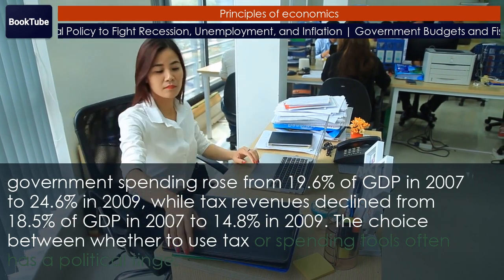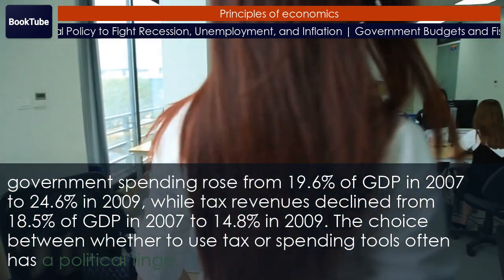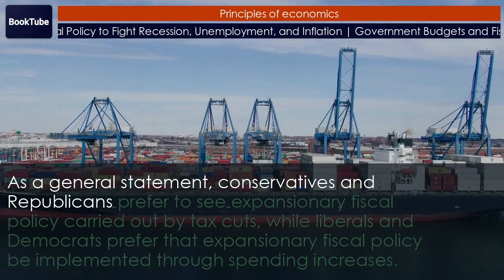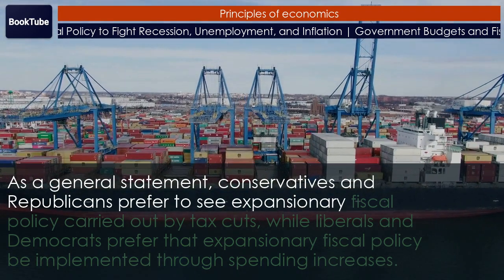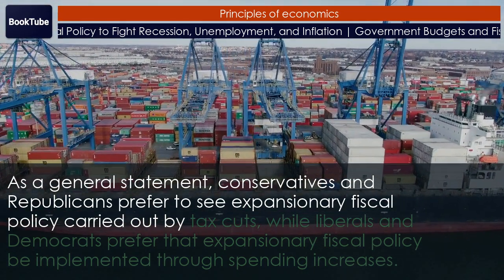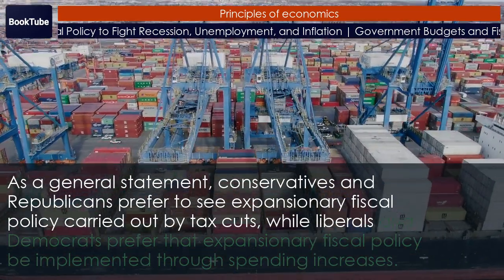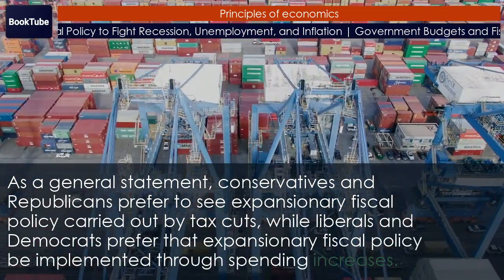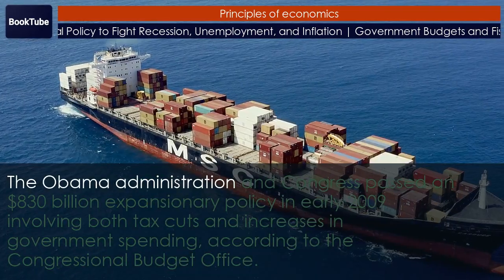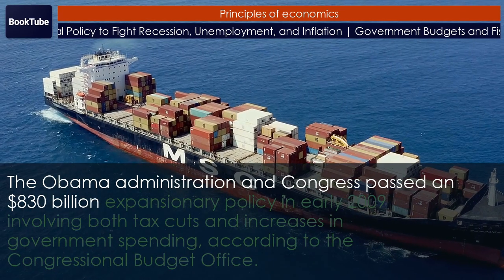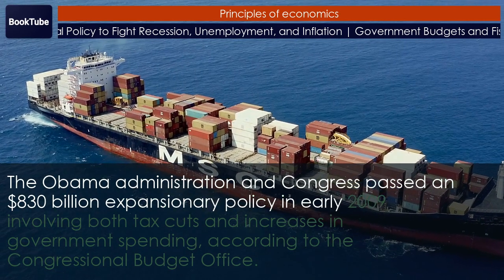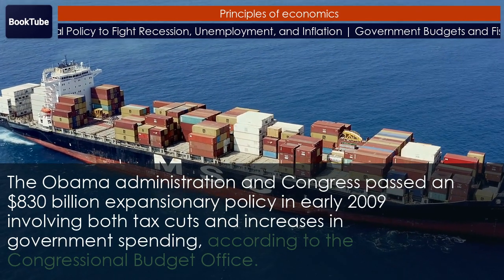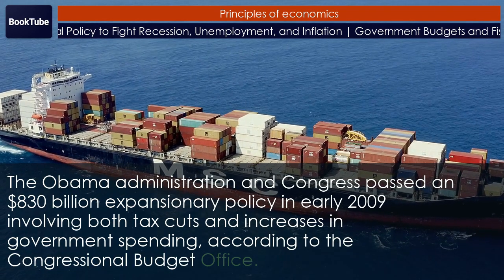The choice between whether to use tax or spending tools often has a political tinge. As a general statement, conservatives and Republicans prefer to see expansionary fiscal policy carried out by tax cuts, while liberals and Democrats prefer that expansionary fiscal policy be implemented through spending increases. The Obama administration and Congress passed an $830 billion expansionary policy in early 2009, involving both tax cuts and increases in government spending, according to the Congressional Budget Office.